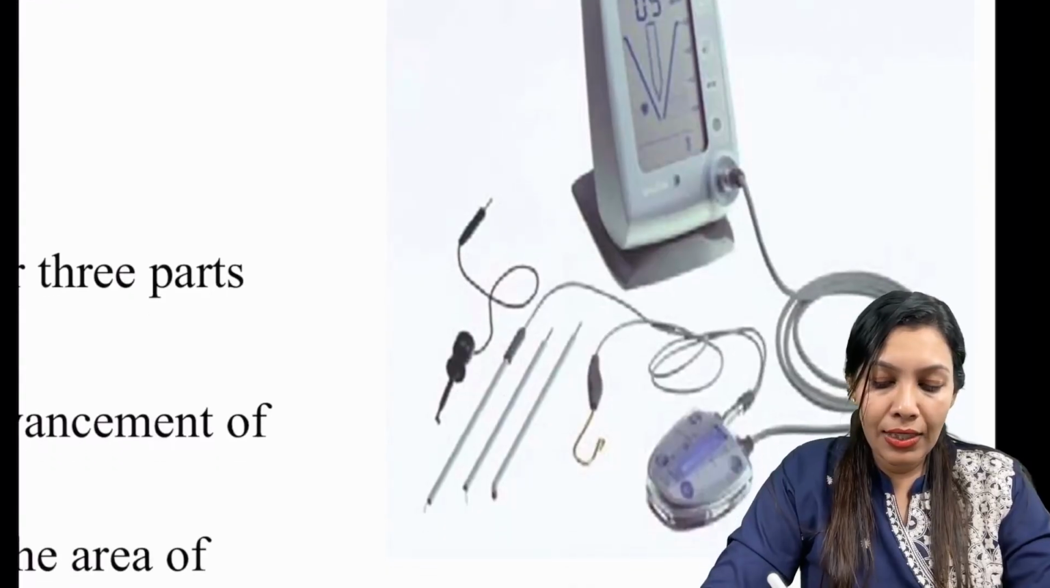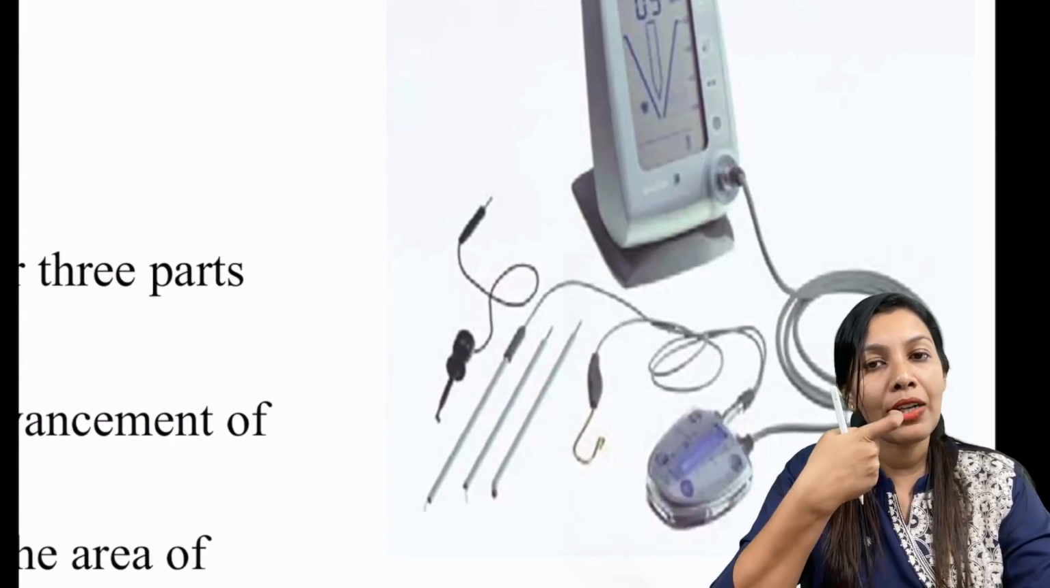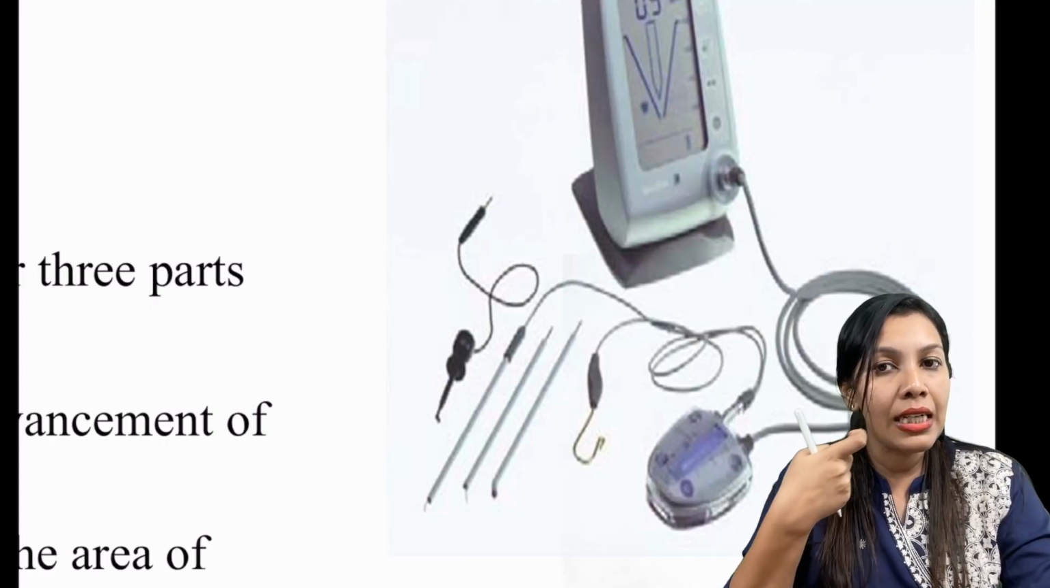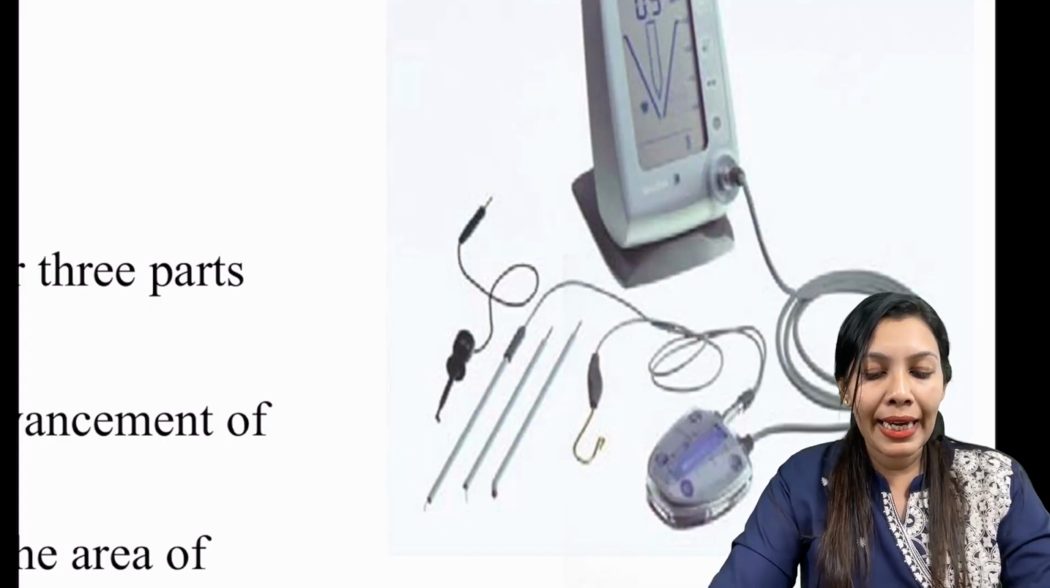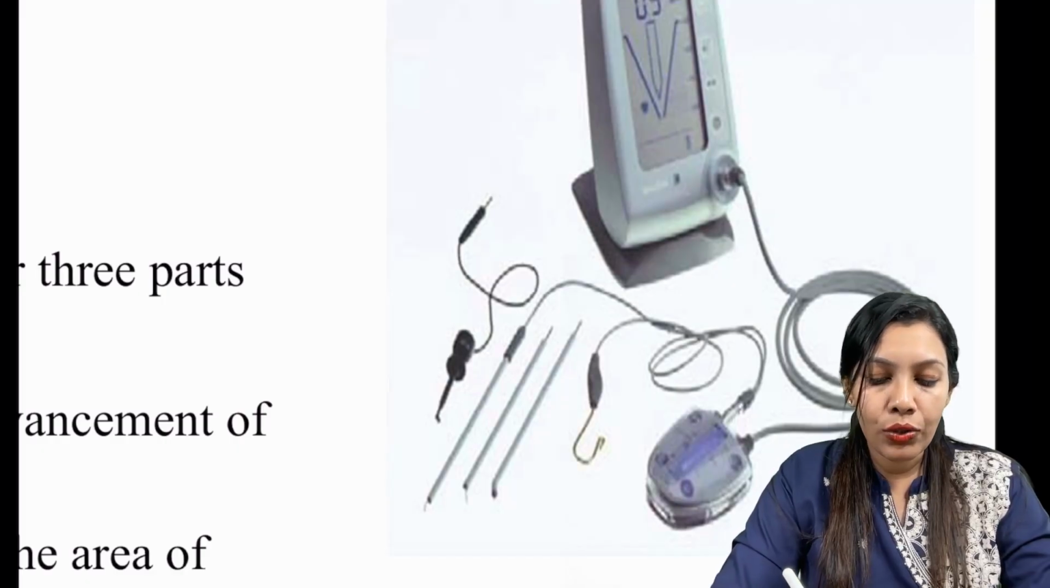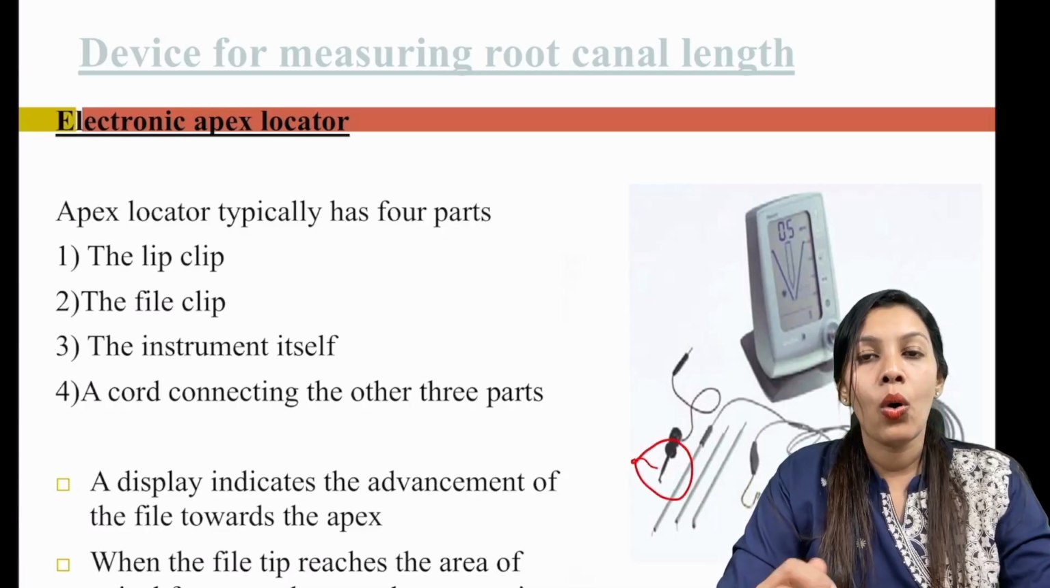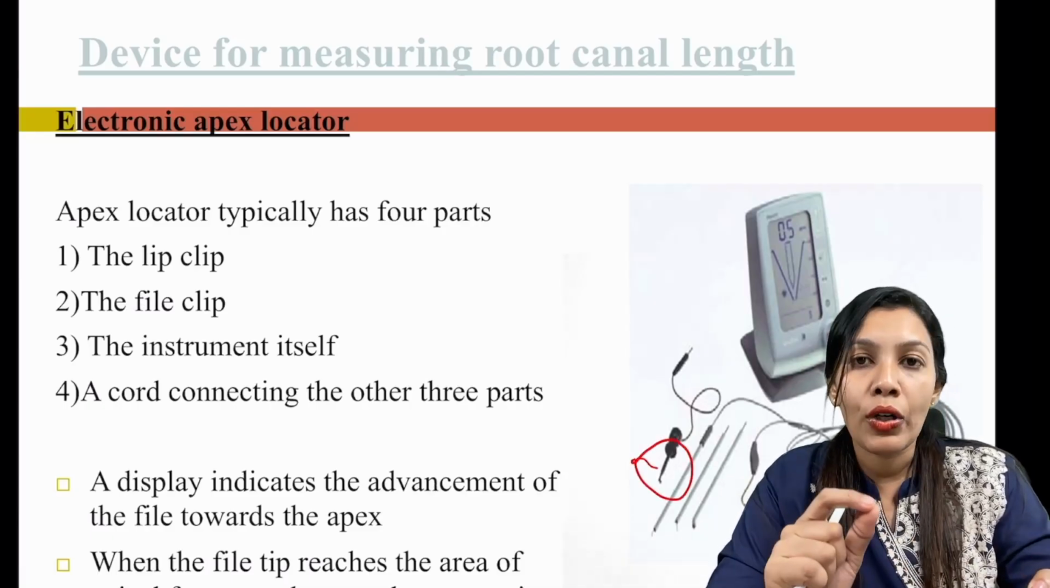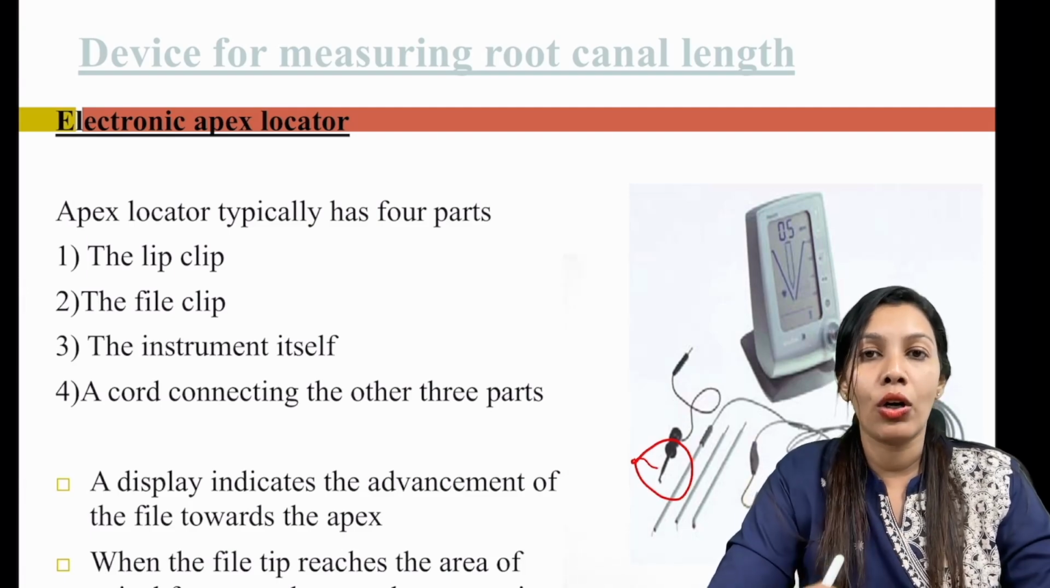First of all, it consists of a lip clip. This lip clip is actually put on the patient's cheeks or lips. Second, to complete the circuit, it also consists of a file holder. You can see this holder. This holds on to the file which is kept on the tooth.